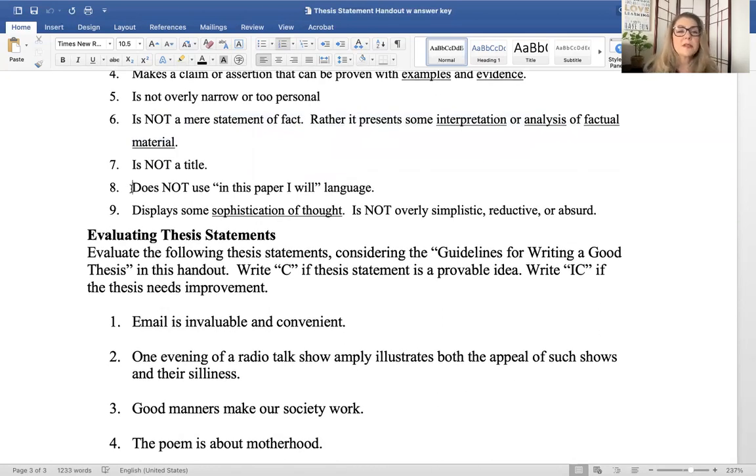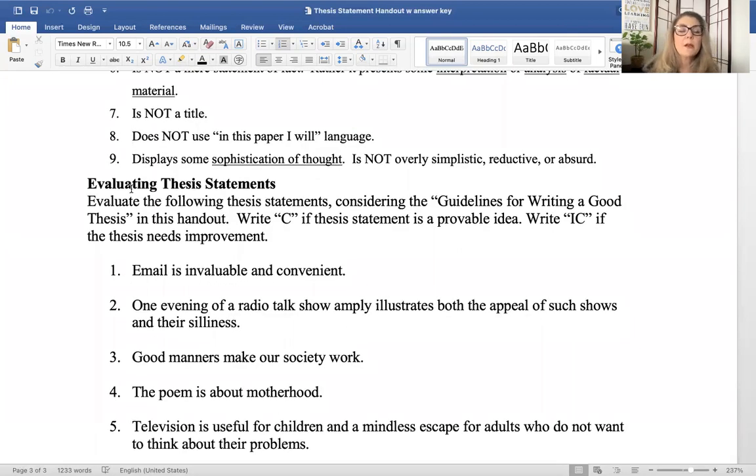Number 8, a good thesis statement does not use "in this paper I will" language. You don't need to make announcements like that in your thesis statement. We know that you're going to discuss something, and we know it's a paper, we know it's an essay, you don't need to mention that. We know you're the one who will discuss the topic plus your interesting idea. So get away from those phrases: in this paper, I will discuss, I will show, I'm going to prove. Take out the personal pronoun I, take out in this paper, take out I will discuss, because your reader already knows this, all right?